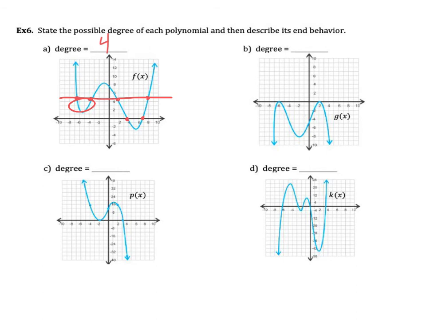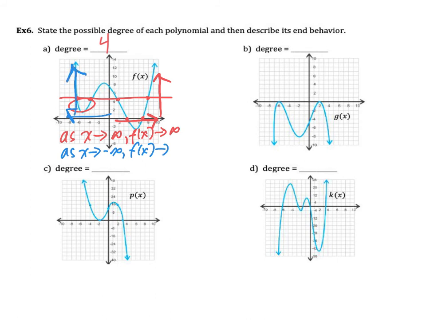What is its end behavior? Well, as x approaches positive infinity, so as x gets bigger and bigger and bigger, what does my y value do? Well, it also approaches positive infinity. As x approaches negative infinity, what does the y value do? Well, it actually still approaches positive infinity. So that's my end behavior. Try letter B on your own.